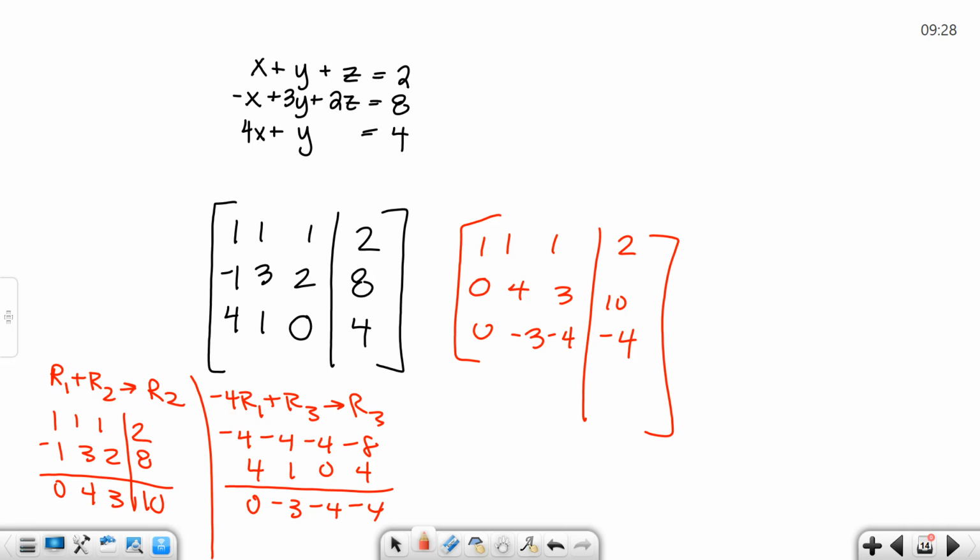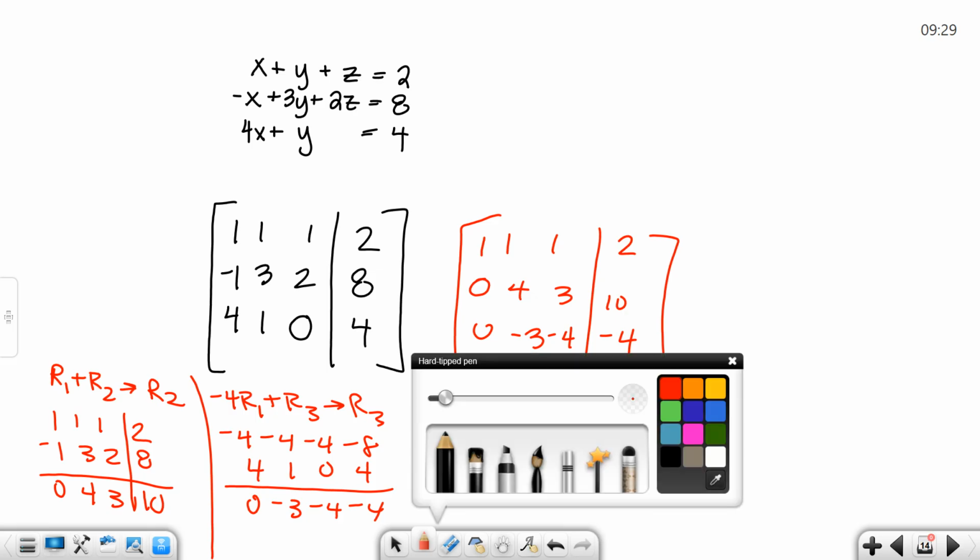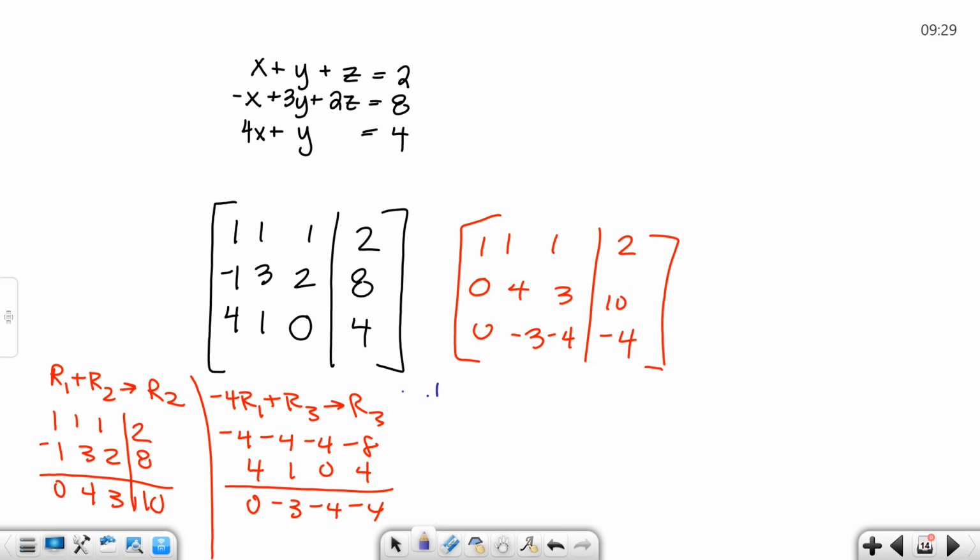All right, so other than being messy, I think I like it so far. Unfortunately, I brought my test 2 folder instead of my test 1 folder, and so I don't have the answers, so definitely double check for me. All right, so unfortunately, we need to get a 1 where that 4 is, or the -3 is, one of the two, and either way I go, I'm going to get fractions. So I'm going to say 1/4 row 2 gives me a new row 2.